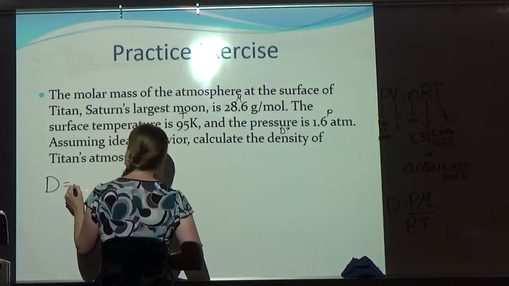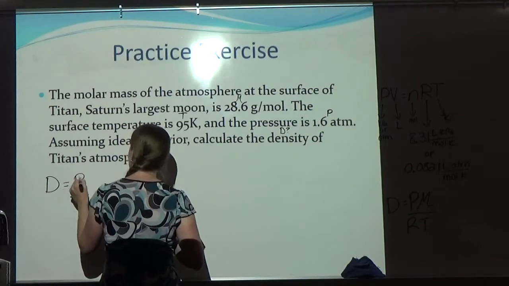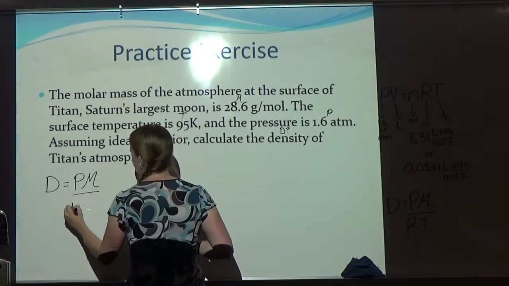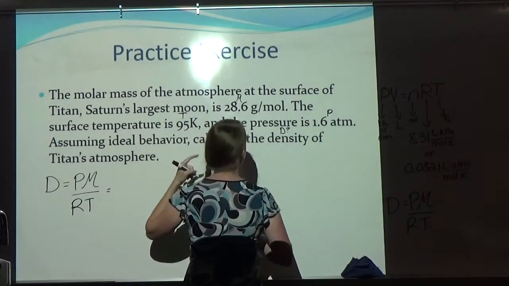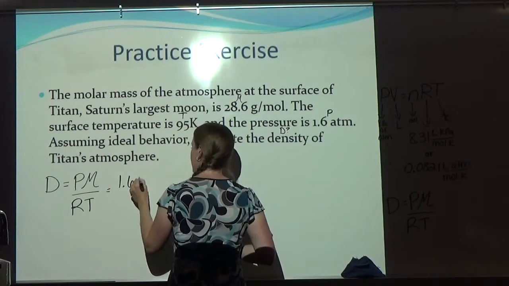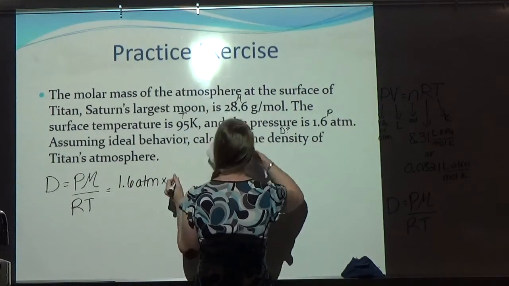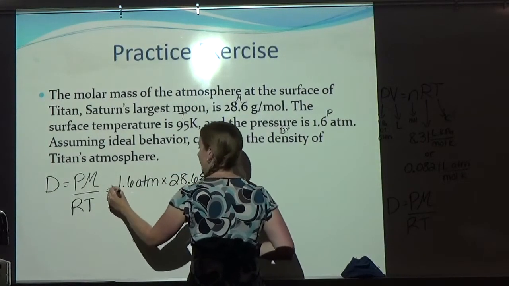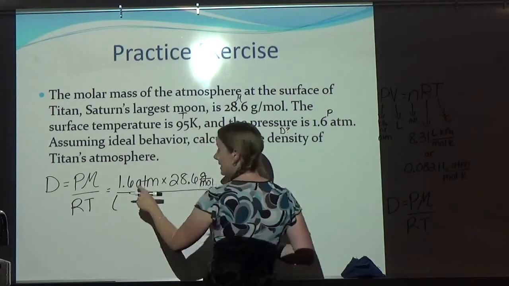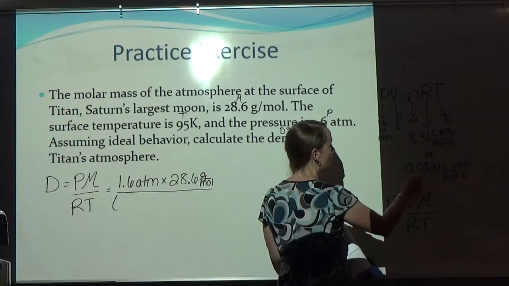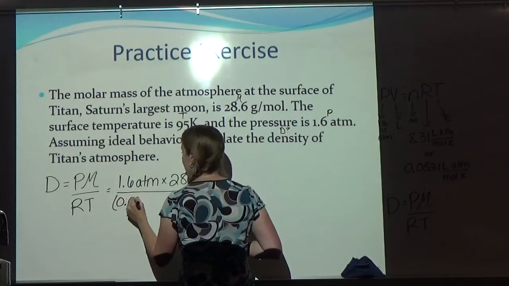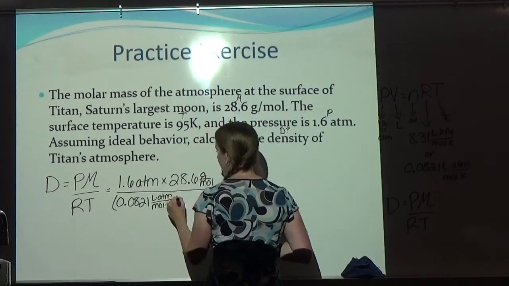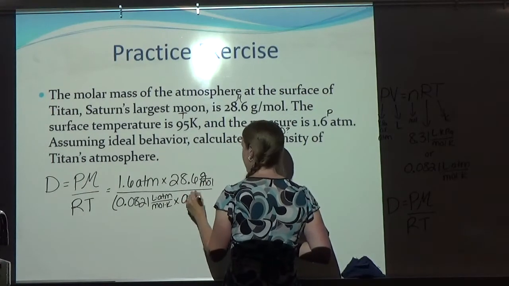So our density is our pressure times our molar mass, which is the same thing as molar mass times pressure, but I wanted to use it the exact same way, over R times T. So my pressure is 1.6 atm. My molar mass is 28.6 grams per mole. My R value this time, because we're using atm for pressure, I'm going to use the 0.0821 liters times atm over moles times Kelvin. And then times my temperature, which is 95 Kelvin.